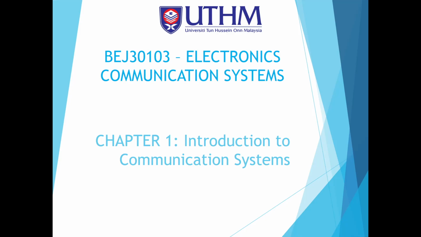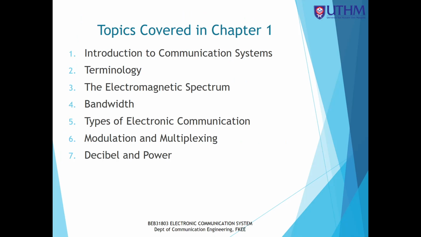Okay, the first chapter, introduction to the communication system. As I mentioned earlier, communication system, we have the transmitter, receiver, and also the channel, the medium. Okay. And topics covered in chapter one: introduction, some terminologies, and then the electromagnetic spectrum. So here you learn a little bit about the wave, and then the bandwidth calculations, type of electronic communication systems, modulation and multiplexing, decibel and power.